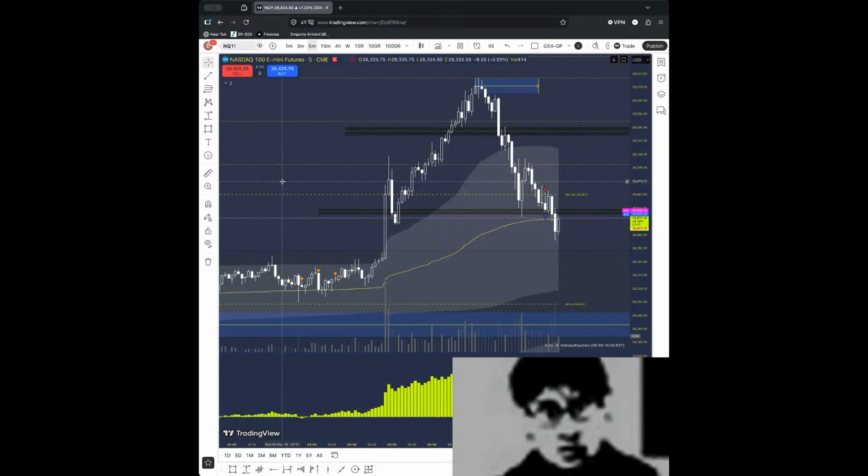Auction market theory. Fancy name, simple idea. Every financial market is a continuous auction. Buyers want to buy low, sellers want to sell high. They negotiate, and wherever they agree, volume accumulates.